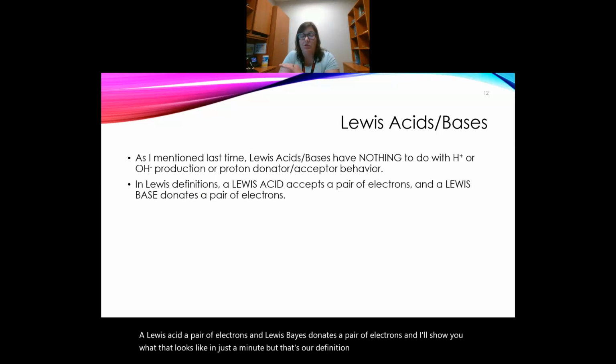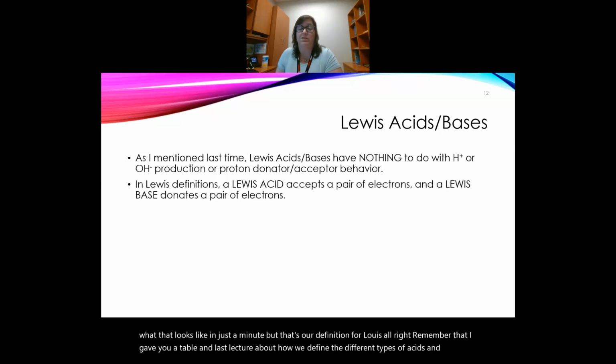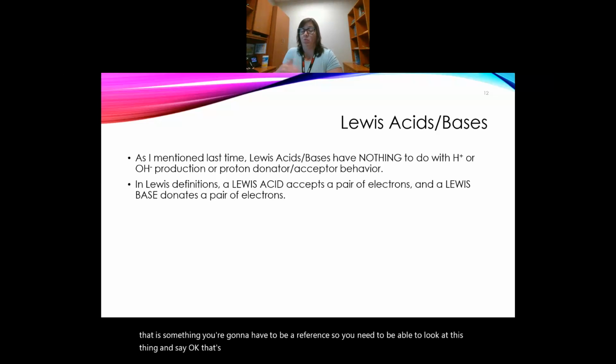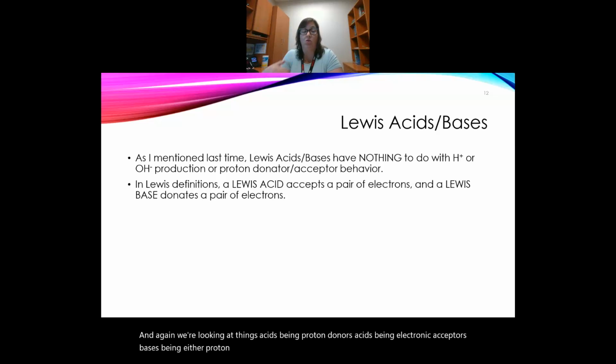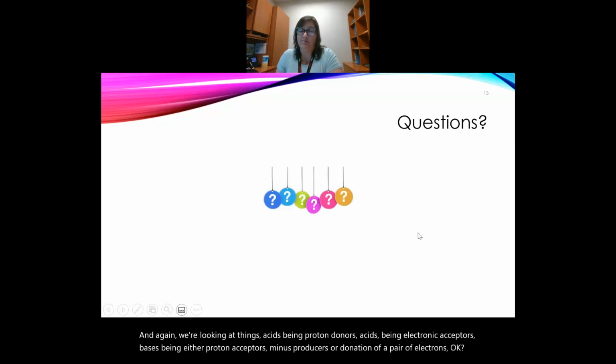Remember that I gave you a table in the last lecture about how we define the different types of acids and bases. That is something you're going to have to be able to reference. You need to be able to look at a compound and say, okay, that's an acid because, or that's a base because. What is it about that particular compound that makes it an acid or base? Again, we're looking at acids being proton donors or electron acceptors, and bases being proton acceptors, OH minus producers, or donors of a pair of electrons. So, questions about that? Hopefully not.